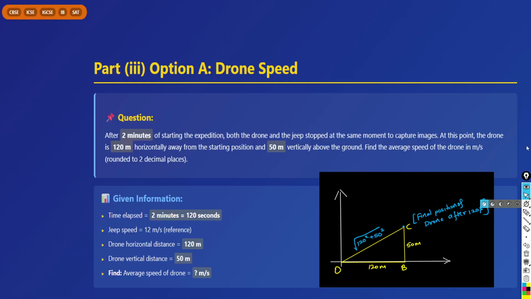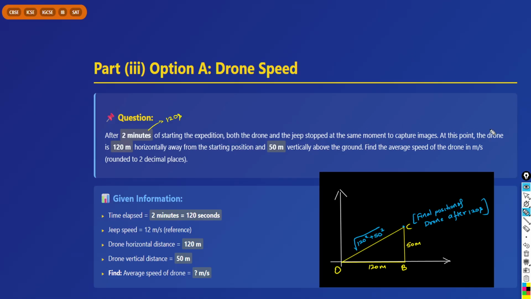Let us go for the next one. After 2 minutes of the starting of the expedition, both the drone and the jeep stopped at the same moment to capture images. After 2 minutes, that is after 120 seconds, they both traveled for 120 seconds and they stopped at the same moment.